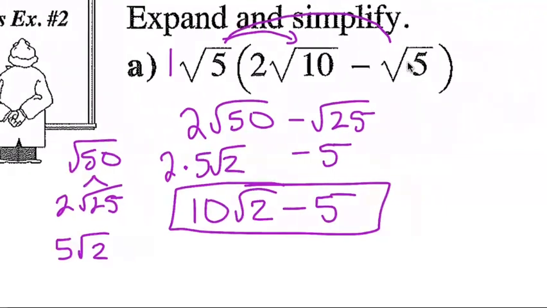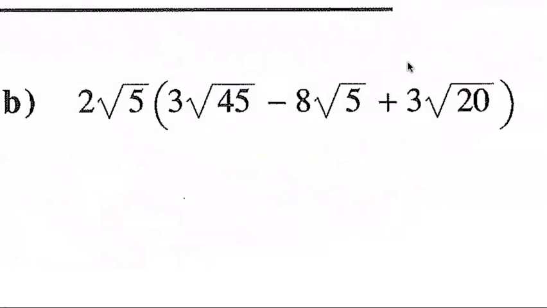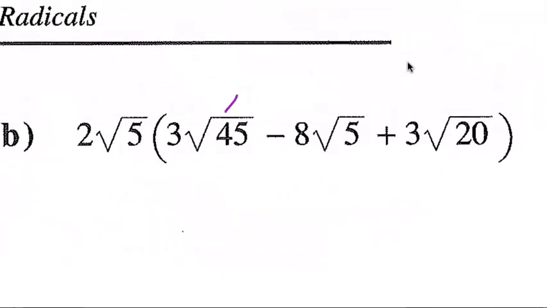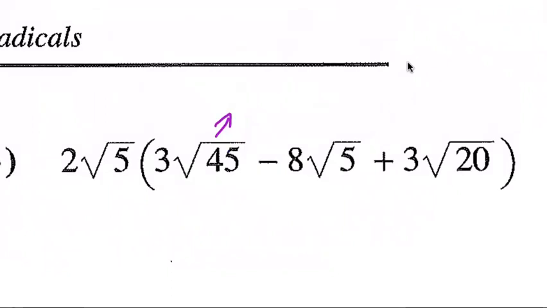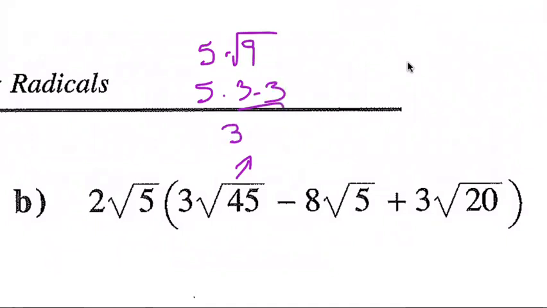Question B. 2 square root 5 times, and in brackets, 3 square root 45 minus 8 square root 5 plus 3 square root 20. Before I get rolling here, I'm going to simplify the square root 45. Your scrap work can be done somewhere else. It can be done within the question. 45 is 5 times 9. Well, 9 is a perfect square, or 5 times 3 times 3. 3 is going to pop out. 3 square root 5. So this is 3 times 3 square root 5.